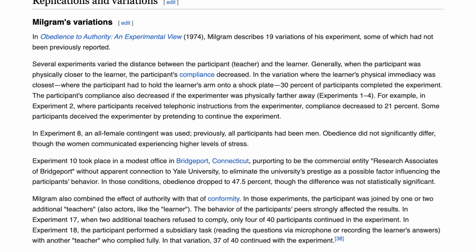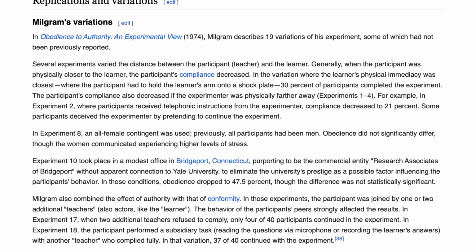Milgram's variations. In Obedience to Authority: An Experimental View, 1974, Milgram describes 19 variations of his experiment, some of which had not been previously reported. Several experiments varied the distance between the participant, teacher, and the learner. Generally, when the participant was physically closer to the learner, the participant's compliance decreased. In the variation where the learner's physical immediacy was closest, where the participant had to hold the learner's arm onto a shock plate, 30% of participants completed the experiment.